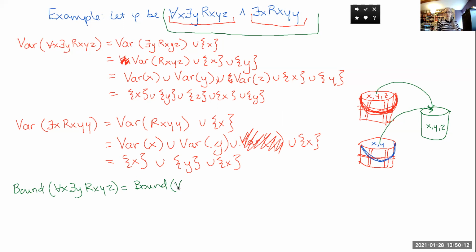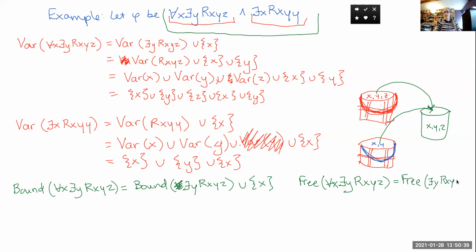Everything that is bound in exists y R(x, y, z), along with x, because x has become bound. The free variables of for all x exists y R(x, y, z) are going to be all of the variables that were free in exists y R(x, y, z), subtracting x from it. I'm running out of space.